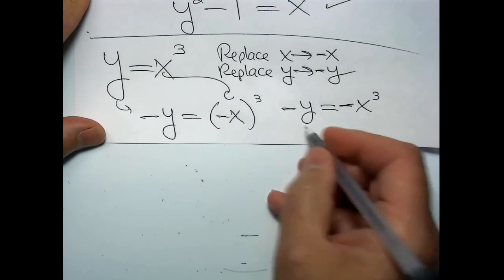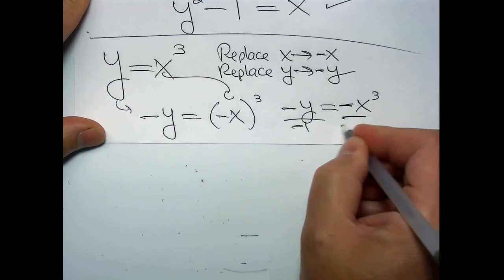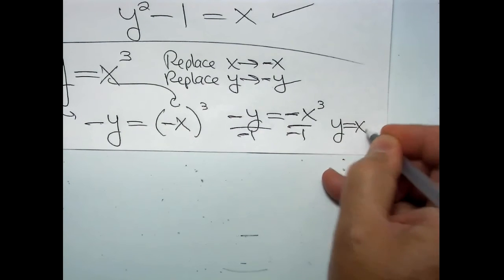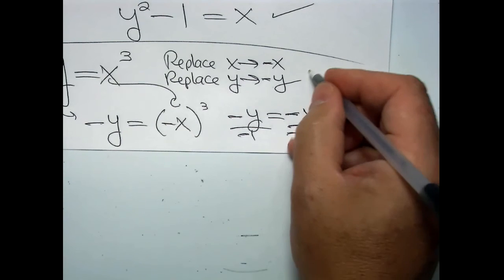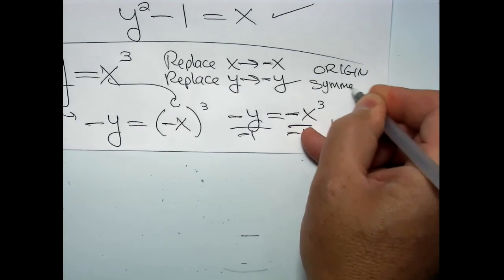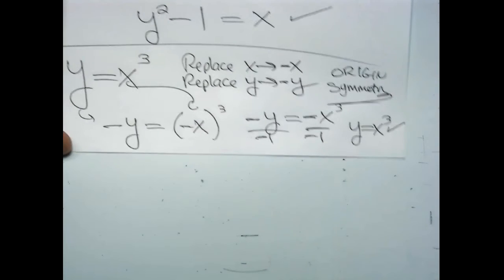So we didn't get the same thing back, but all you got to do is divide both sides by minus 1. And look where we are. That would be a big check mark. So this one has origin symmetry, no doubt. That one has origin symmetry.